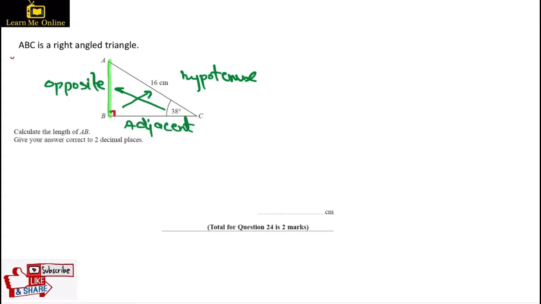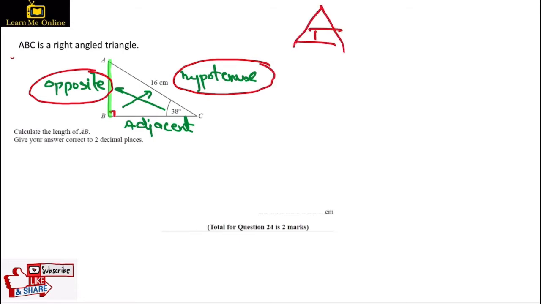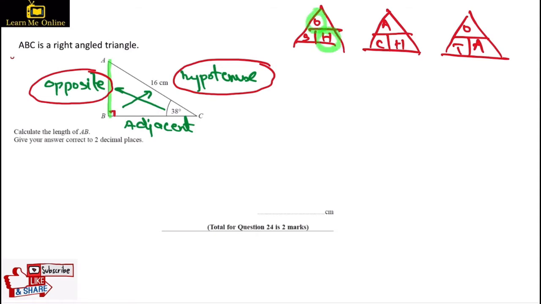Now the next thing is what we are finding and what is given to us. These are the 2 things we should be very clear about. What we are finding is the opposite. What we have been given is the length of the hypotenuse. Now I'm going to write down the 3 triangles here, which are SOH, CAH and TOA. I'm looking for opposite and hypotenuse. Which one has the opposite and hypotenuse? It is this one, SOH.